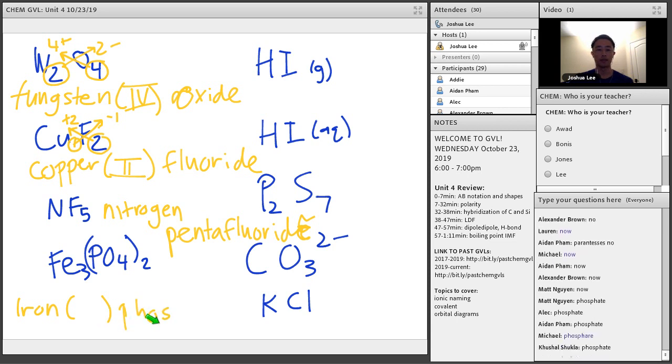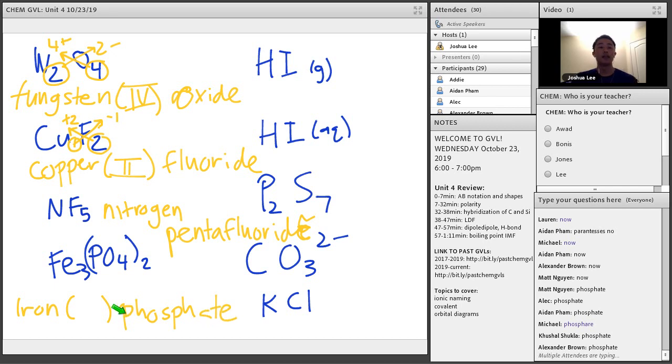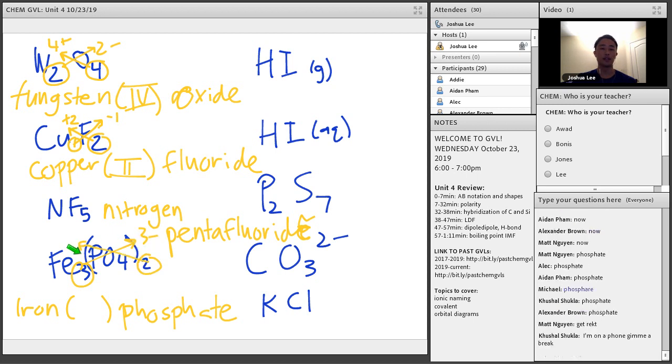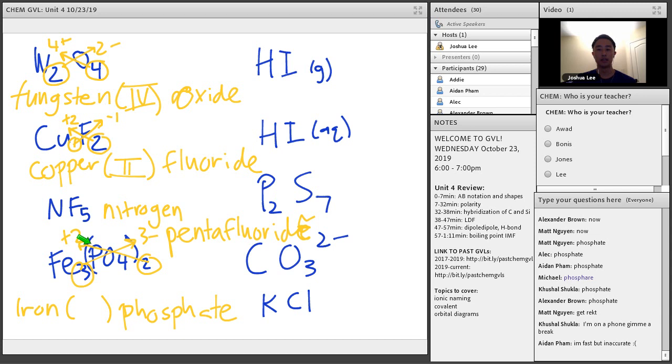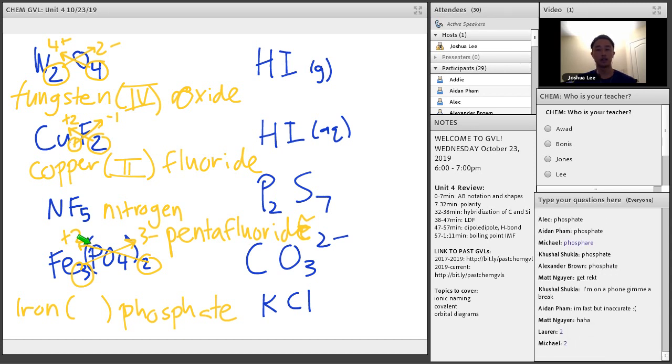Phosphate. Looks like Matt is the fastest typer out of all of you. So, based on iron, the charge of phosphate is 3. Based on phosphate, the charge of iron is 2. So what's the charge of iron going to be? 2.